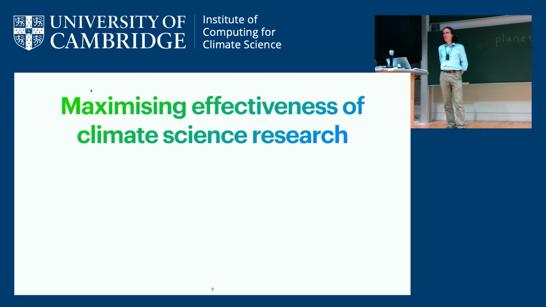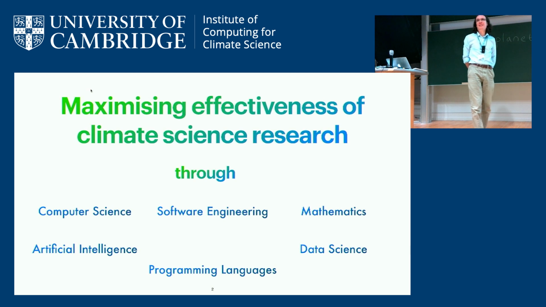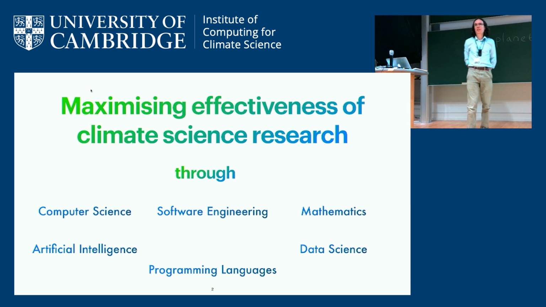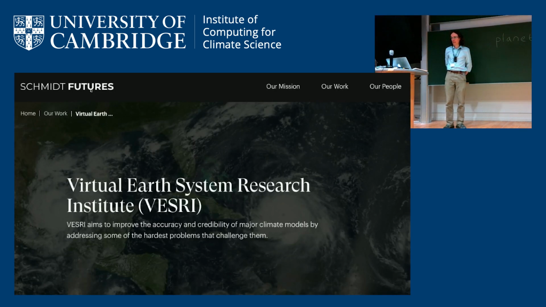To start, our main aim as an institute is to maximise the effectiveness of climate science research through computer science, software engineering, AI, maths, data science, and programming languages. So we're bringing together various different disciplines to look at how we can maximise the work of climate scientists. That's our overall goal as an institute. That's why we were set up.